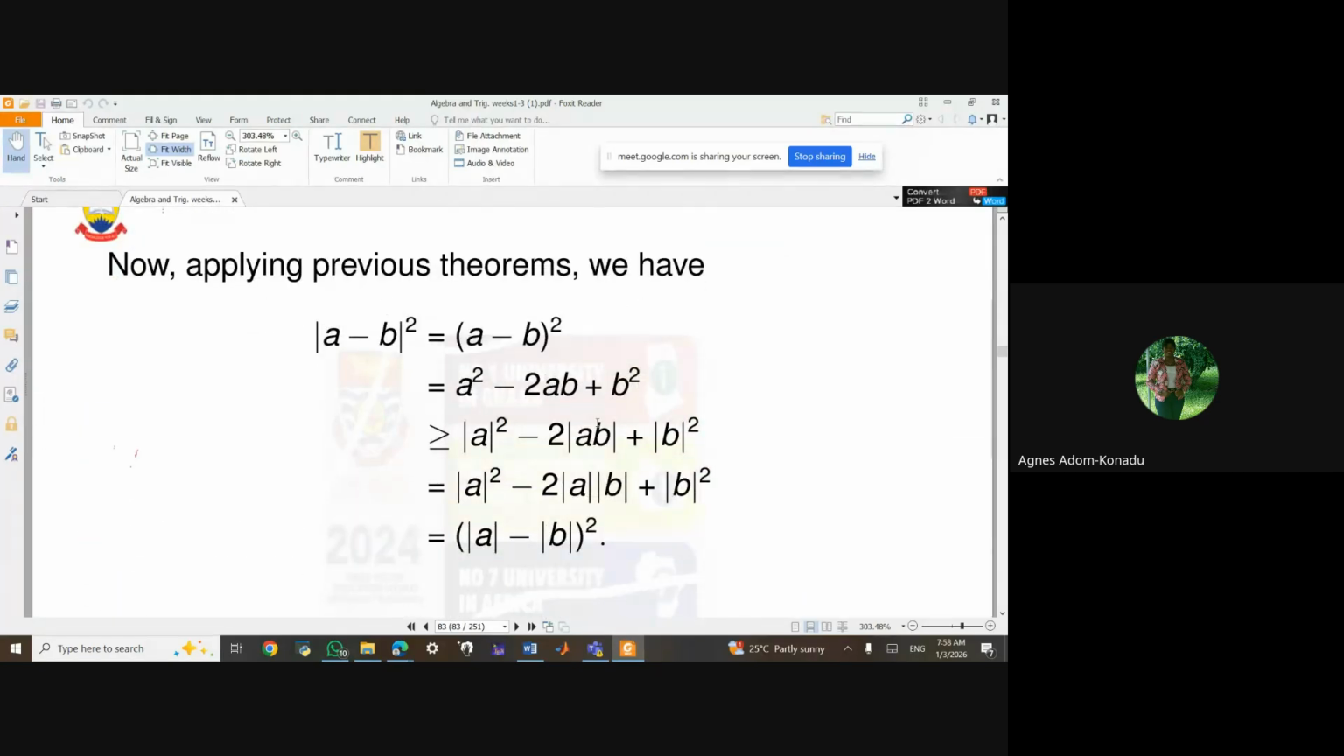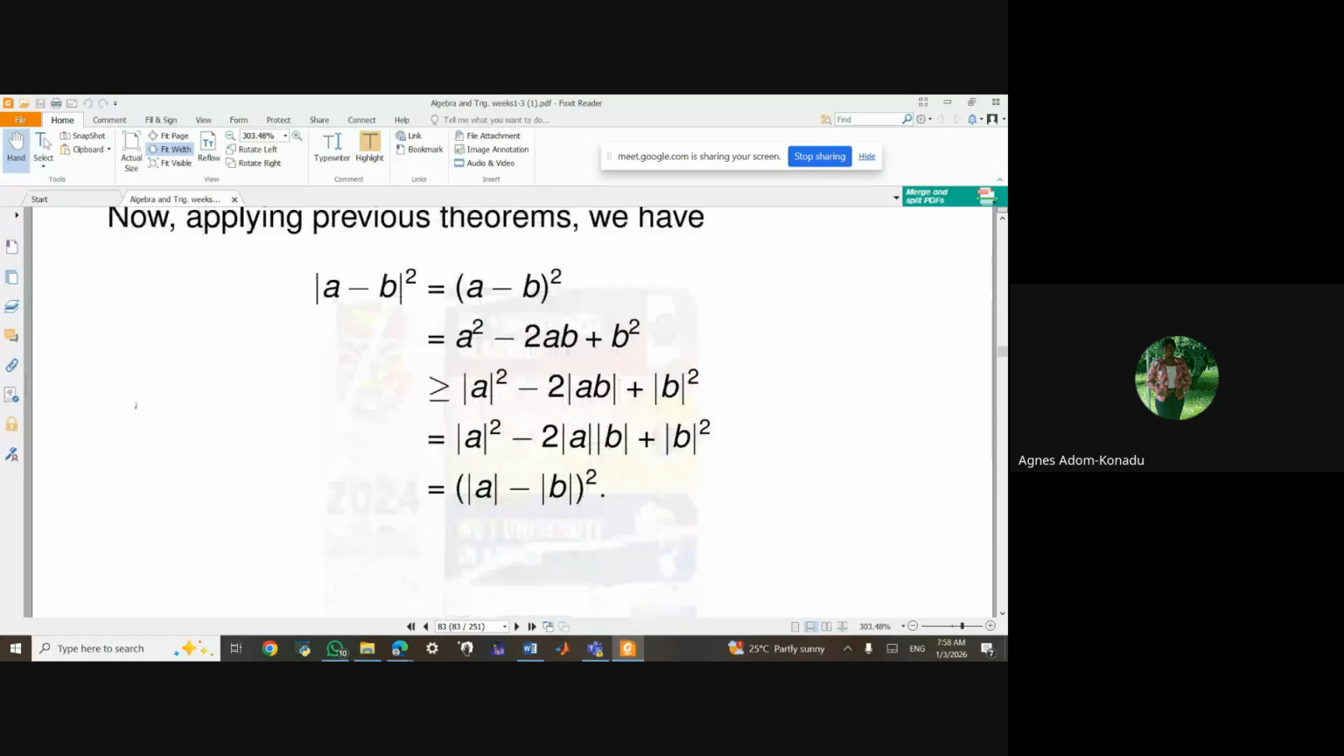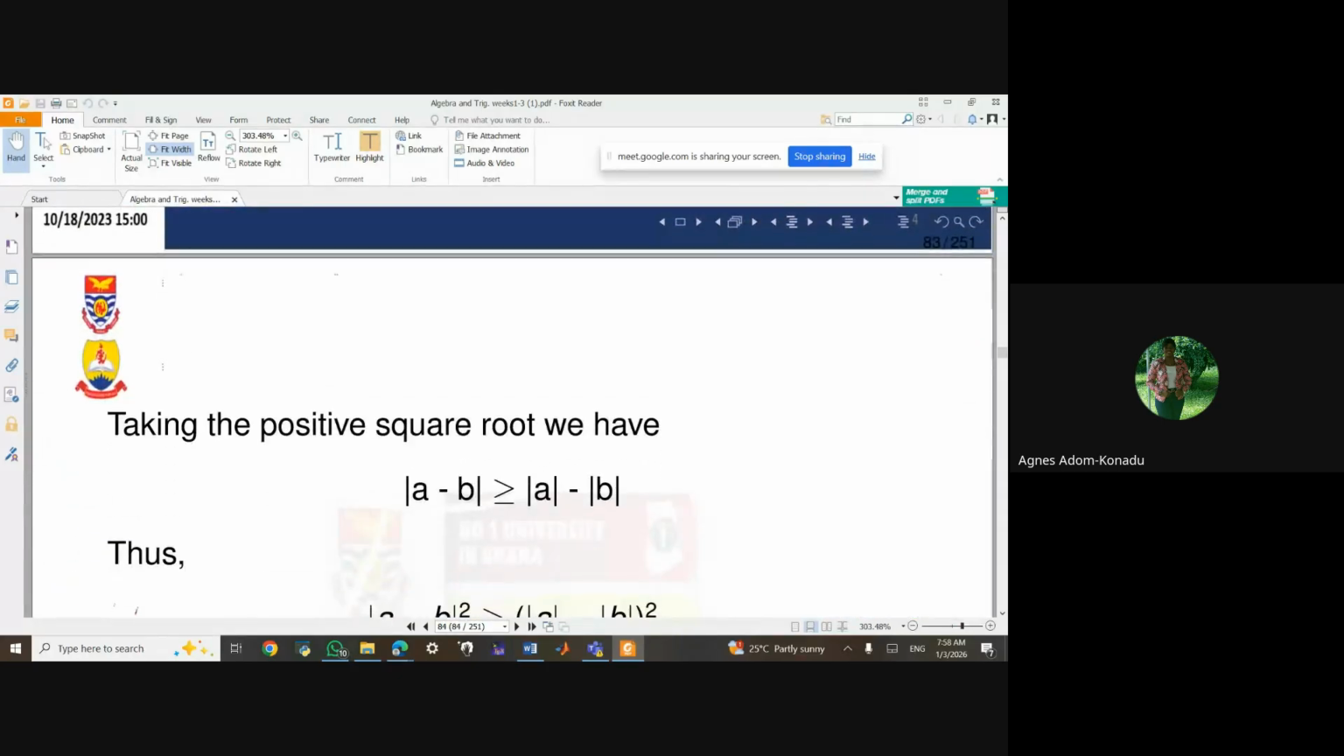So instead of writing 2 absolutes of the product of A and B, it is the same as writing it as 2 absolute of A, absolute of B, then plus absolute of B squared. And if I want to write it in this form, I can write it as absolute of A minus absolute of B in a bracket, all squared. That's one of the proofs.